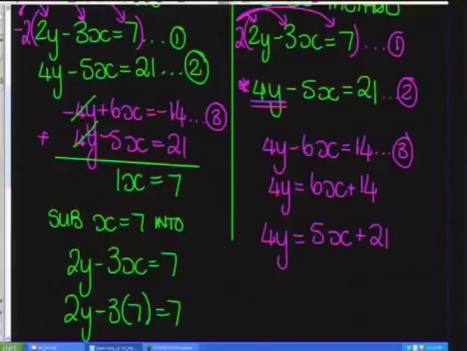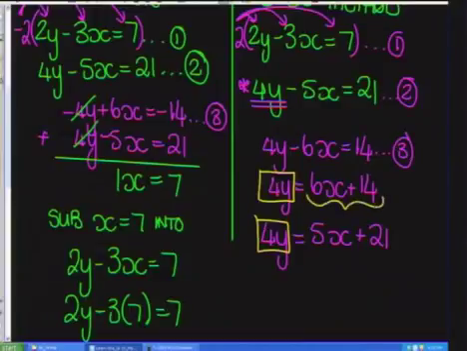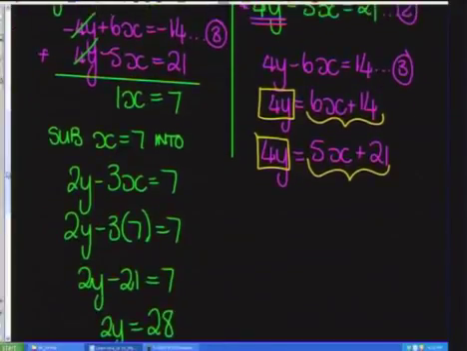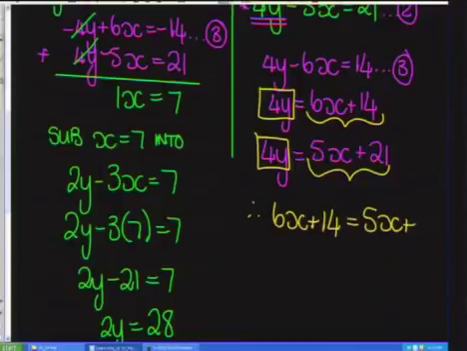All right, so let's look over here. Both of my equations have a 4y in them, so they're both equal to 4y. So if 4y is equal to 6x plus 14, and 4y is equal to 5x plus 21, would we be able to say that 6x plus 14 is equal to 5x plus 21? And the answer to that is yes, we can.